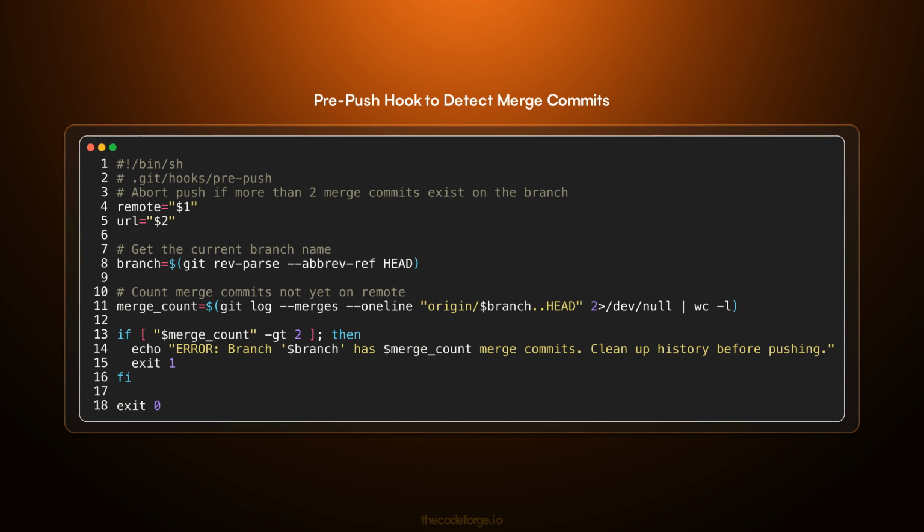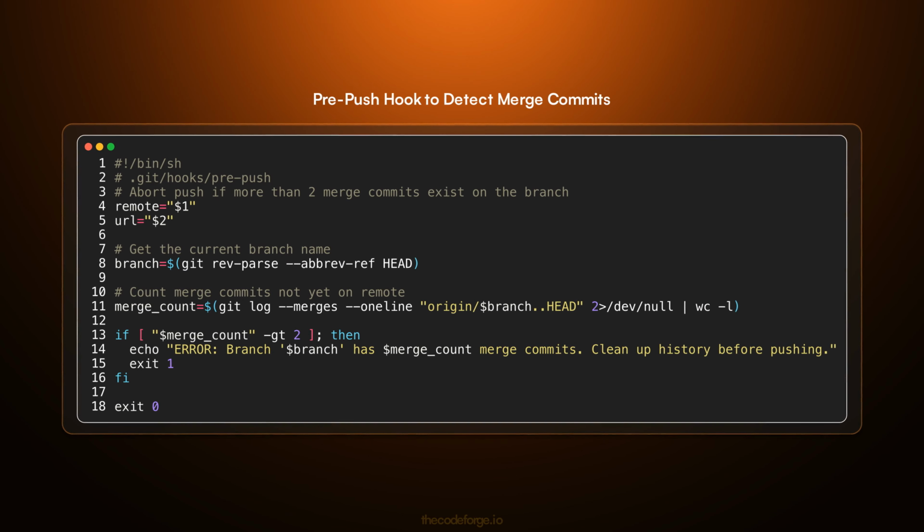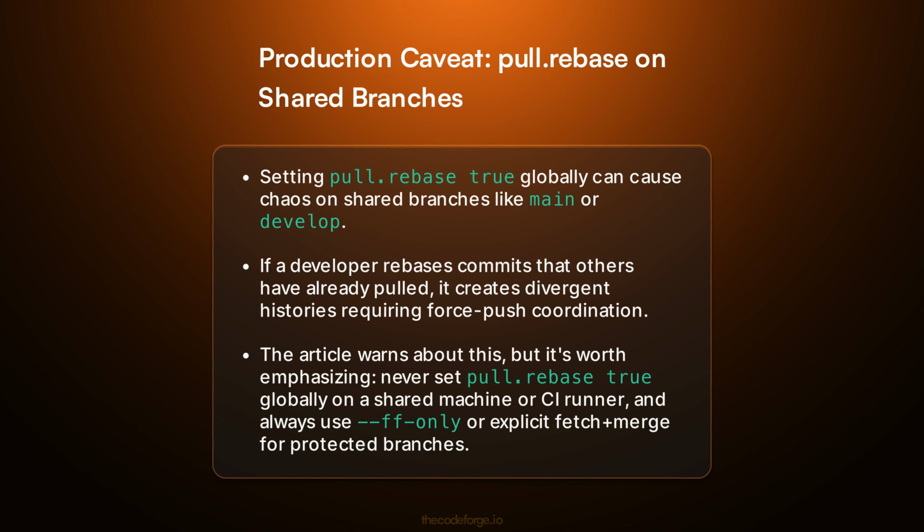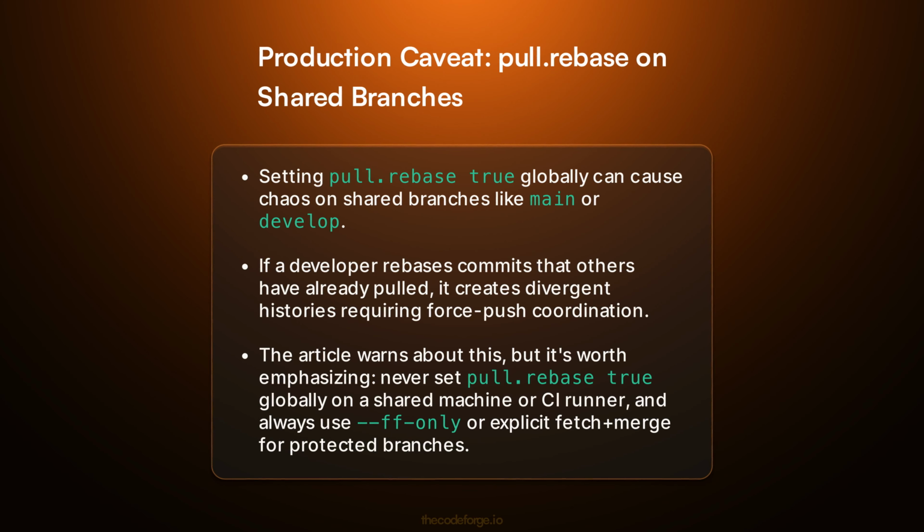The article mentions a pre-push hook that warns if a branch has more than 2 merge commits. Here's a concrete implementation that counts merge commits since the upstream branch and aborts the push if the count exceeds a threshold. Setting pull.rebase true globally can cause chaos on shared branches like main or develop.